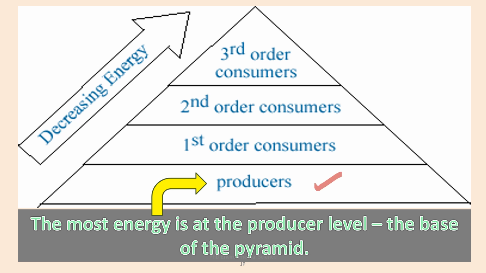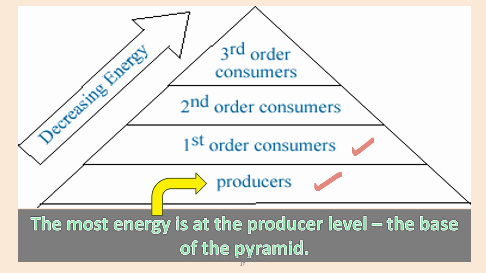Then first order consumers. These are herbivores that feed on producers, for example, insects, rabbits, deer. They obtain energy by consuming producers. However, only a portion of the energy from producers is transferred to this level due to energy loss, mainly through metabolic processes and heat.